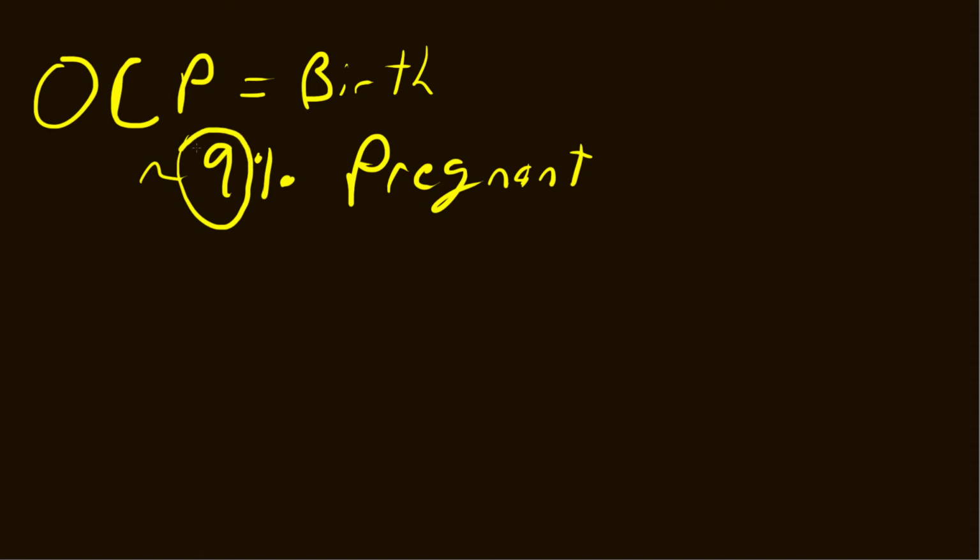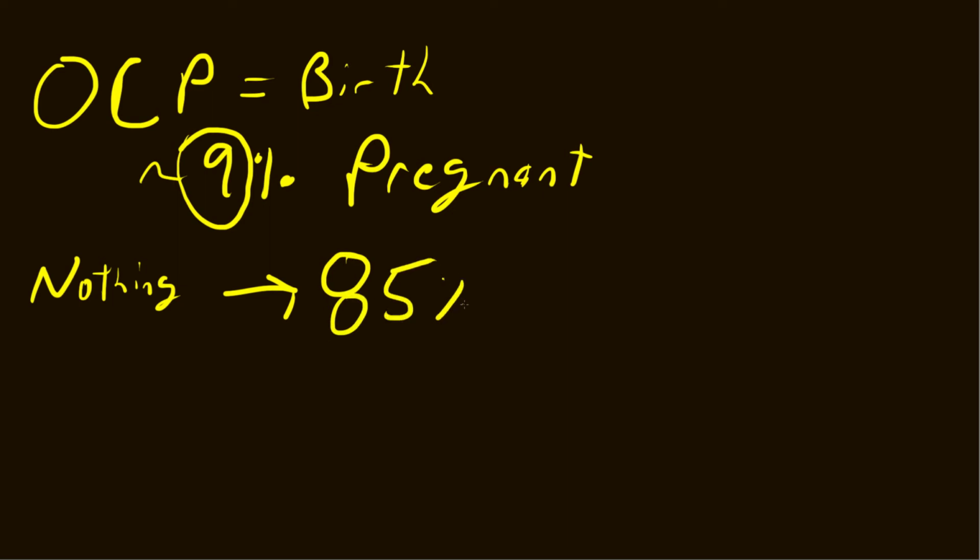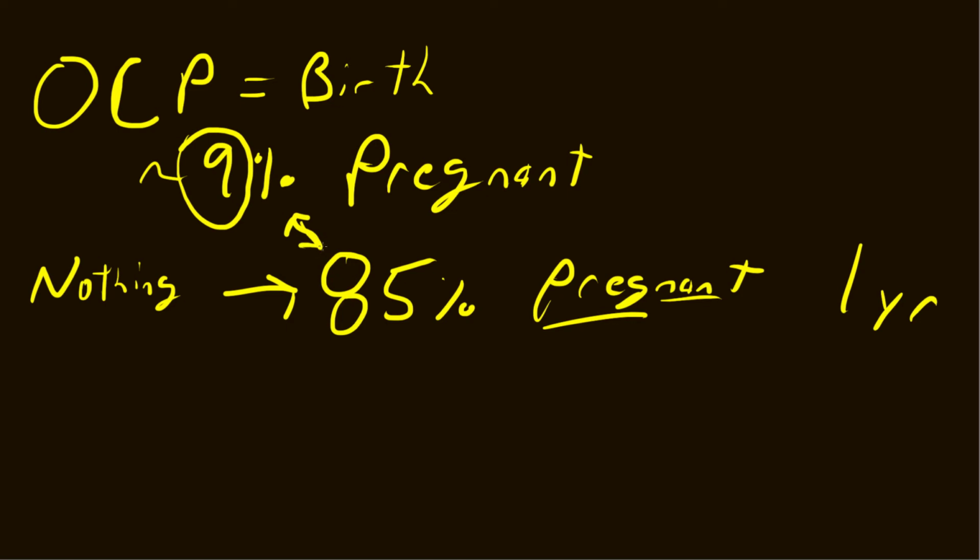You say, well, that doesn't sound that good, but what's the alternative? Well, the alternative is nothing. And if you take nothing, then how many women will get pregnant in a year? Well, out of 100, 85% will get pregnant. These are sexually active women, and 85% will get pregnant in 1 year. Well, now the numbers are looking pretty good. You're looking at 85 versus 9.